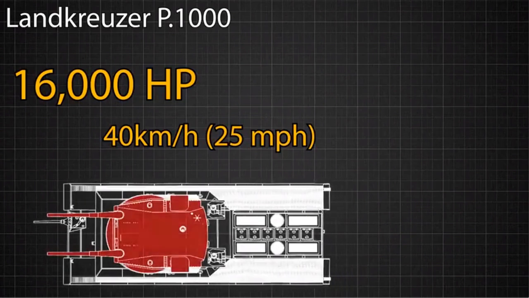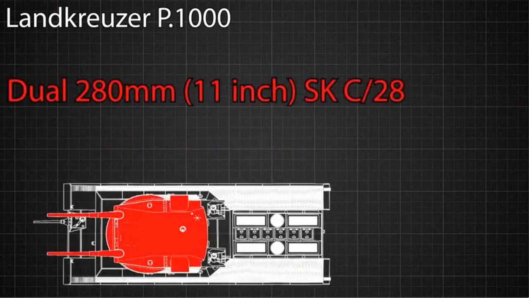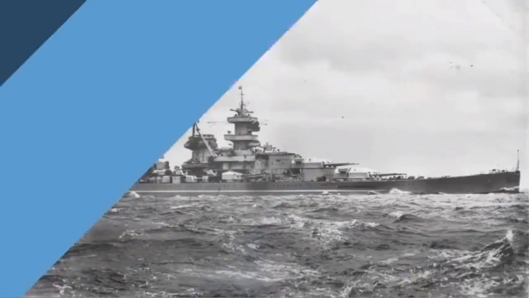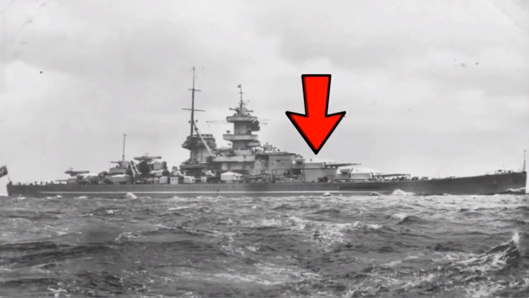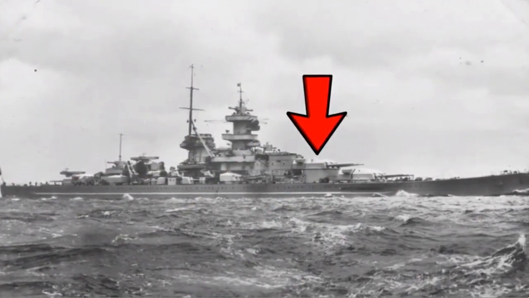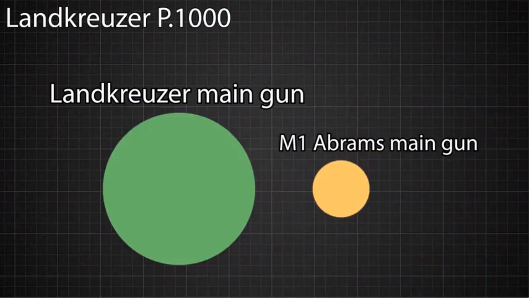The Landkreuzer's primary weapon would have been a dual 280mm SK C/28 turret. This was the same turret that was used on Germany's main battleships. And to put that into perspective, the barrel of the Landkreuzer cannon would have been almost 4 times wider than the barrel of the modern Abrams battle tank.